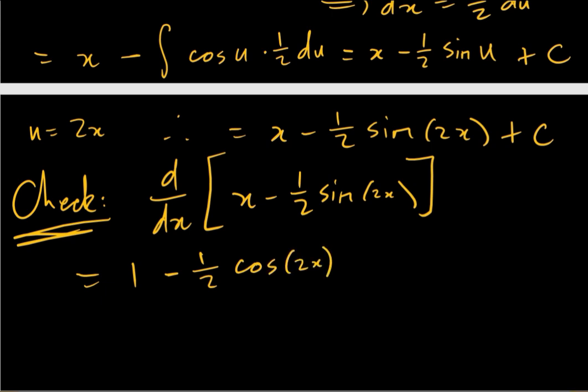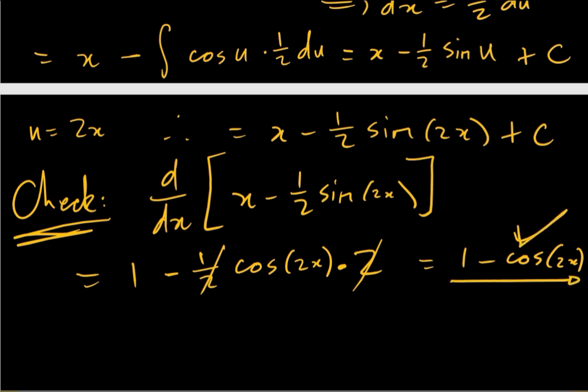And then we must also take the derivative of the inner function, which is 2x. So the derivative of 2x is just 2. So the 2 and the half cancel. So we're left with 1 minus cosine 2x, which was the simplified form of our integral. So this answer is correct.